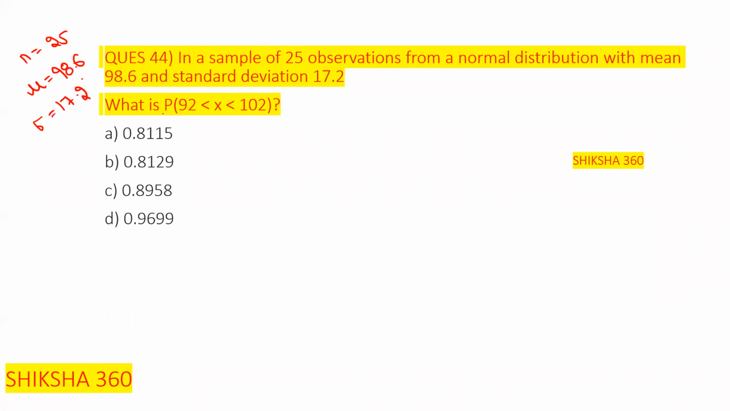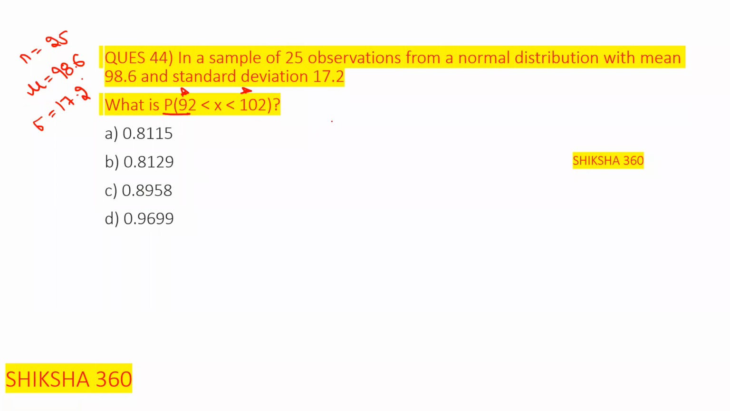Now they have given the range between 92 to 102. We have already discussed this one. They have given some range, and we have to find the probability between that, 92 to 102.